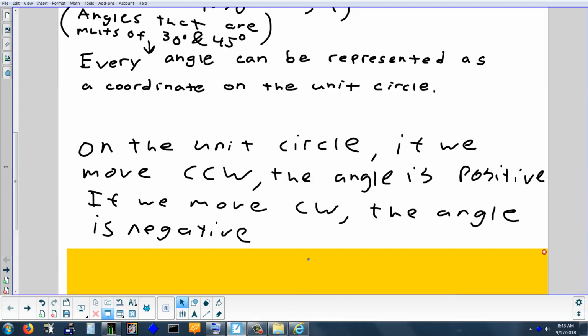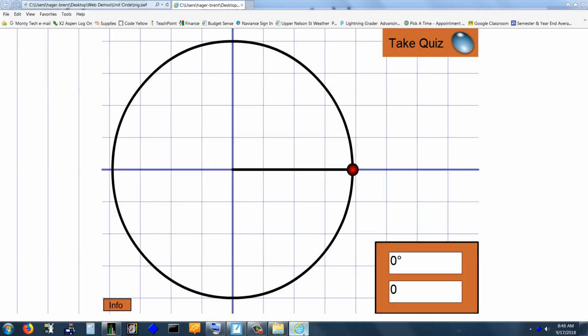Okay, so let's take a look at something that'll allow me to demonstrate what I'm showing you right here. This program doesn't give me coordinates. All it does is allow me to drag the terminal side in different directions. But you can see if I go counterclockwise, the angle's positive. And if I go clockwise, now I'm getting into negatives. And that's important because every angle can be named in two different ways.